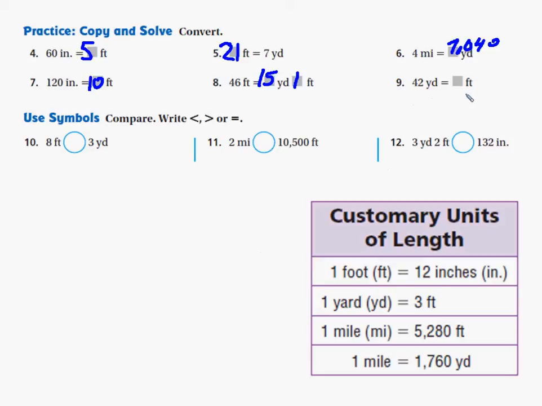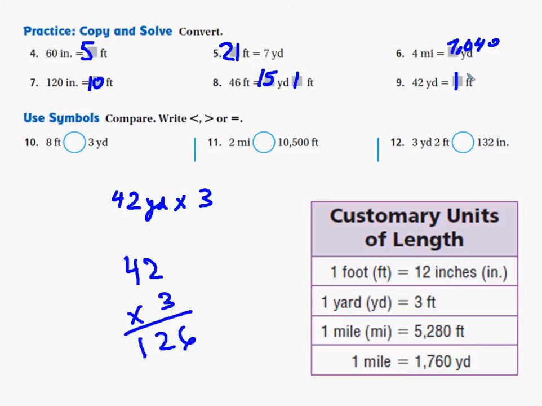42 yards into feet. So yards to feet, it's big to small. So that is multiplication. And how many feet are in 1 yard? That's 3. So I multiply that by 3. 126 feet.